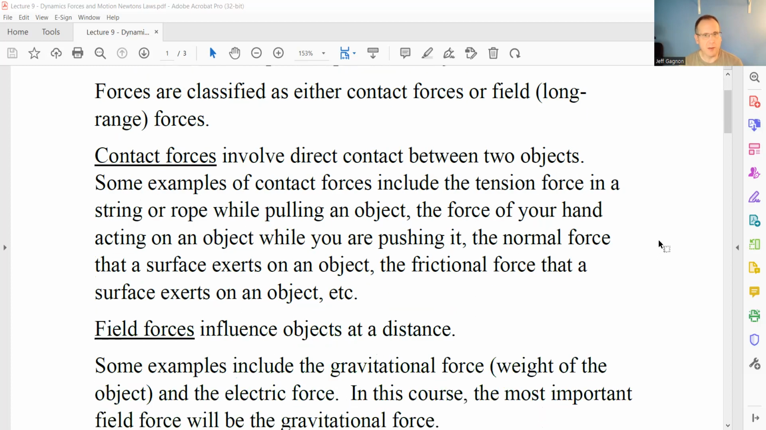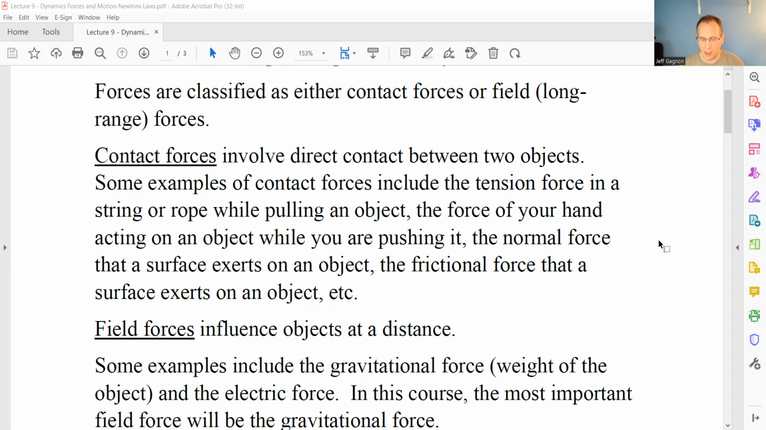Some examples would include, say, the tension force in a string, right? If a string is connected to an object and you're pulling on the string, it's called the tension force in the string. So that force will act on the object. If you're just simply pushing an object, then the contact force would be the force that your hand exerts on the object while you're attempting to push it. A normal force that comes up is the contact force that a surface exerts on an object, and it's always perpendicular to the surface. Okay, so that's a normal force.